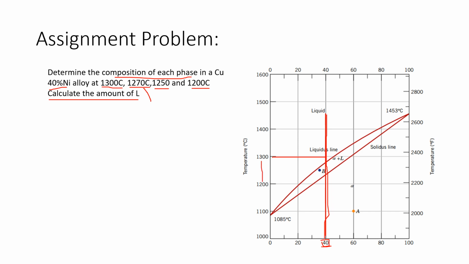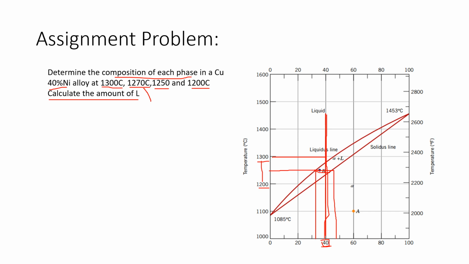1270 is between the temperature lines 1200 degrees centigrade and 1300 degrees centigrade, which is slightly above. This is the point B. So over here you will use the lever rule. Just follow the same procedure which is explained in the previous slide.